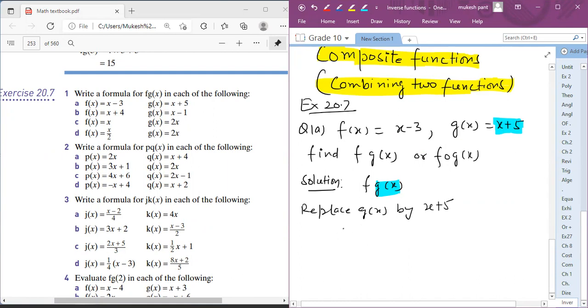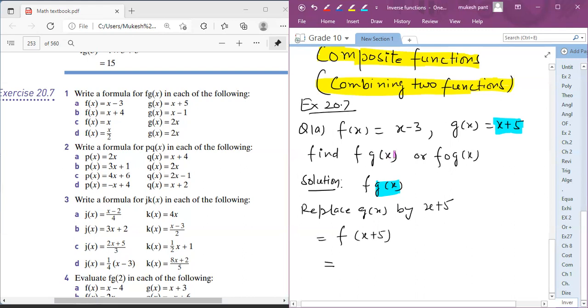Now f, and in the place of g(x) you write x + 5. Understood this one? g(x) you replace by its value. Now it's f(x + 5). Now we look at f(x) equals x - 3. So when you open this one, x - 3, replace x by x + 5. This whole means the value of x.